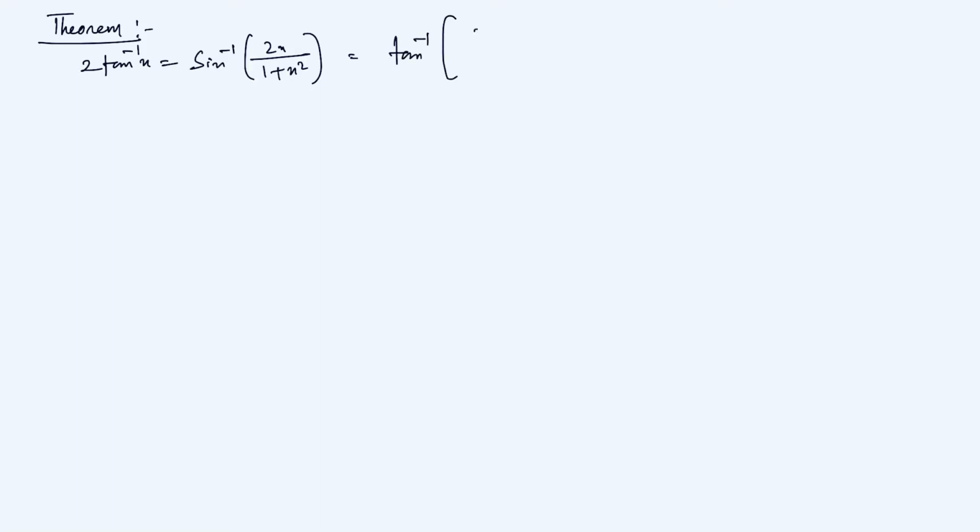Now I'm going to write a theorem. What is the theorem that we're going to prove? We need to prove that 2 tan inverse of x is equal to sine inverse of 2x divided by 1 plus x square, which will be equal to tan inverse of 2x divided by 1 minus x square, and that will be equal to cos inverse of 1 minus x square divided by 1 plus x square. This is the thing we need to prove.